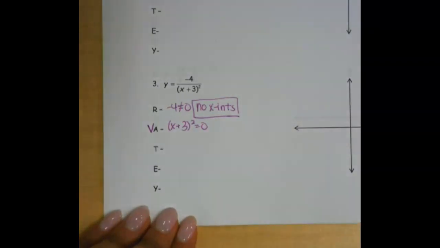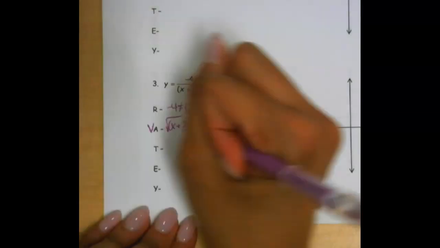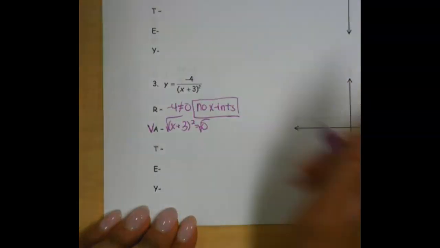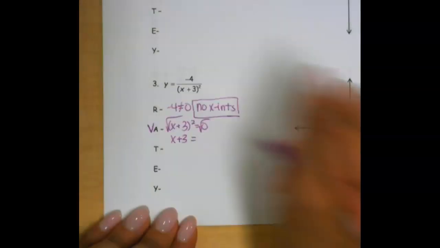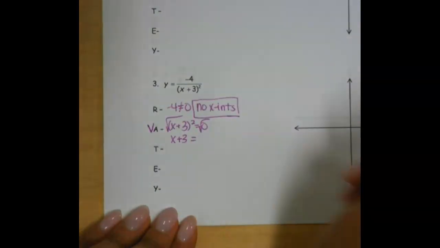Think about it. What's the opposite of squaring? Square rooting. So we're just going to square root this side and square root this side. We're going to have x plus 3 equal to, what's the square root of 0? 0. It's not changing anything. So that's what I'm saying. I don't mind you guys solving because it's not going to change your final answer.